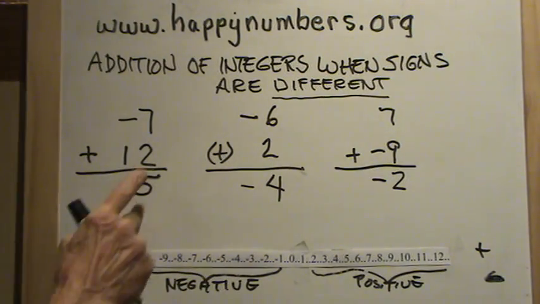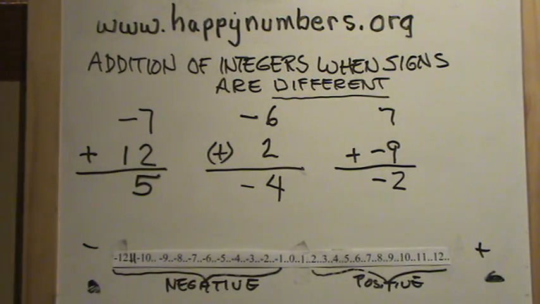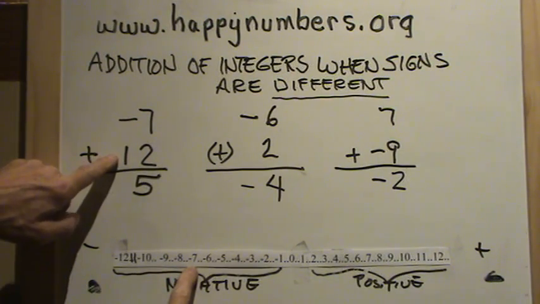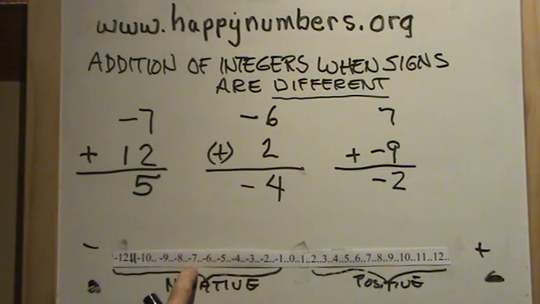And now let's look at the number line here. We have a negative 7, and I'm going to move in a positive direction 12 spaces. 1, 2, 3, 4, 5, 6, 7, 8, 9, 10, 11, 12. I wind up at positive 5.